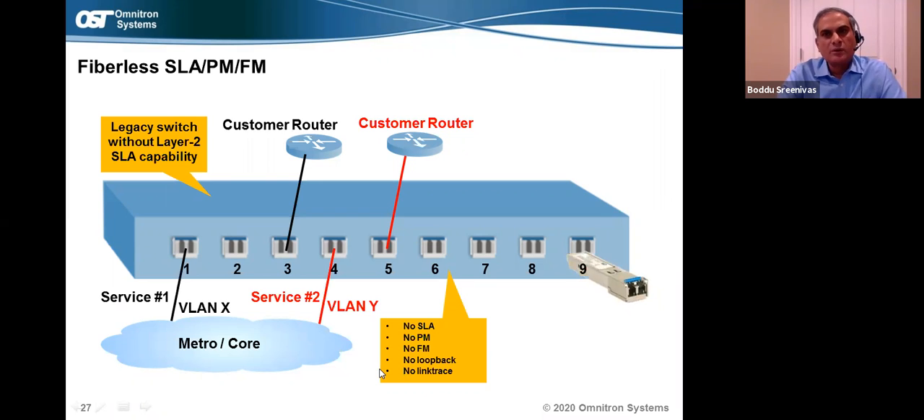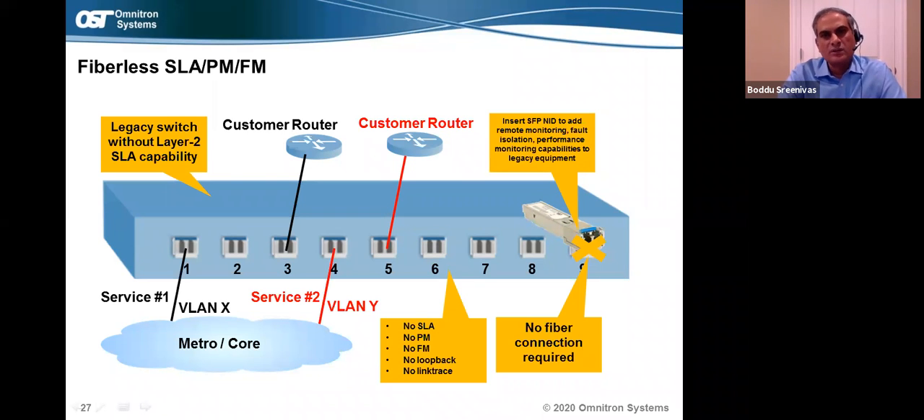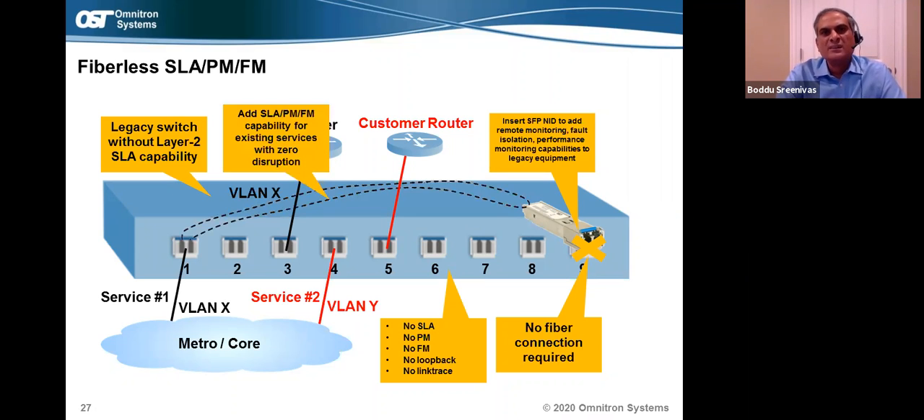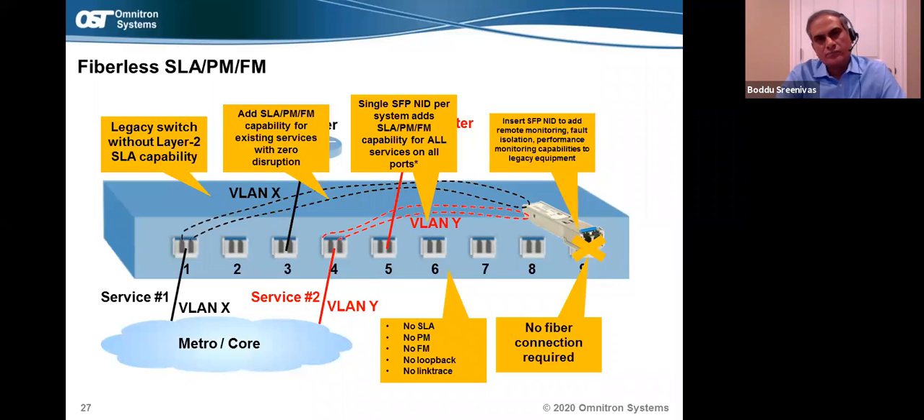The way to solve this problem is to plug our SFP NID into one of the open SFP slots. You do not need to power the fiber side, just the electrical portion of the SFP NID links up. And now you could map those two services over to the SFP NID, and you'll be able to add remote troubleshooting, remote monitoring, and remote traffic testing capability. So you'll be able to provide assured Ethernet services while still protecting your install base of the legacy equipment.